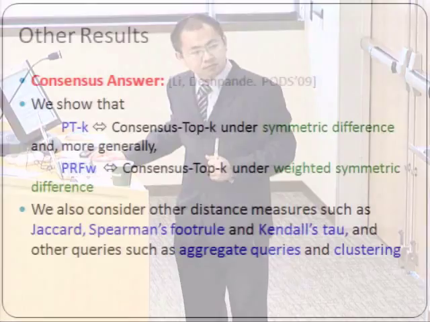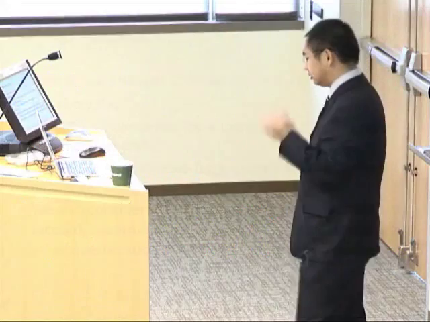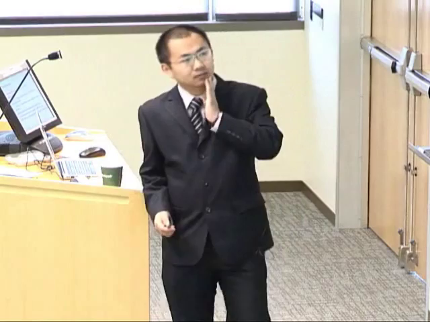And we use this idea, this consensus answer, to give semantics for different queries in probabilistic databases. In particular, if we apply this idea to the top k answer, we can show that the PTK, the probability threshold, which is the example I gave in the beginning, is actually the consensus top k answer under this distance function. The distance function is symmetric difference, which is the number of tuples. We have two top k answers. This measures the number of tuples that are in exactly one top k answer, but not both, okay? So therefore, if it's zero, it means two answers are completely the same.